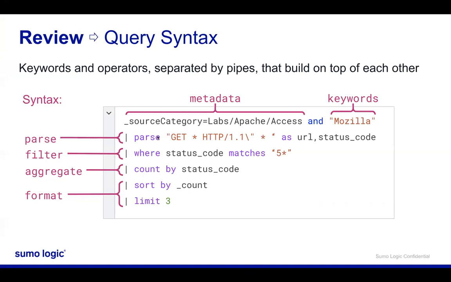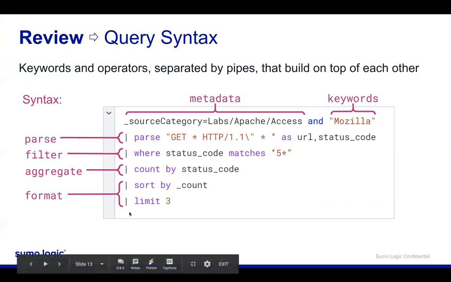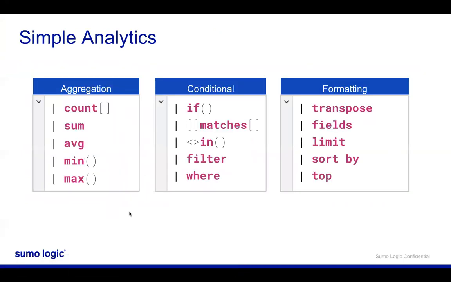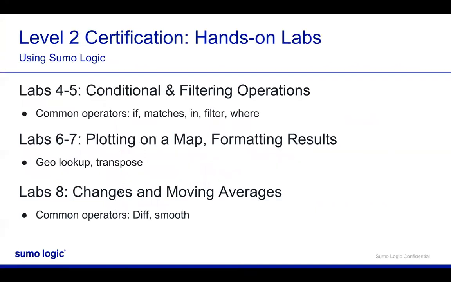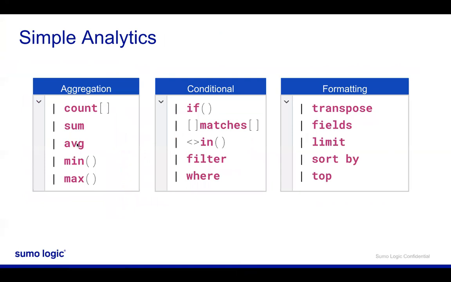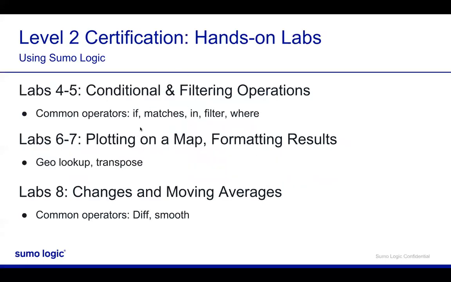So you now see how we can select what we want and then do parsing, then filtering, then aggregation, and then eventually some sort of formatting for the messages themselves. That's what the query syntax looks like. There are some simple analytics, and the usual suspects are out there: the count, the sum, the average, the min, the max, the if statements, matches. All these are the usual ones. I won't spend too much time on these because you hopefully know most of them. But like I said, there are labs in here for you to be able to try some of these. Let's grab one of these actually.